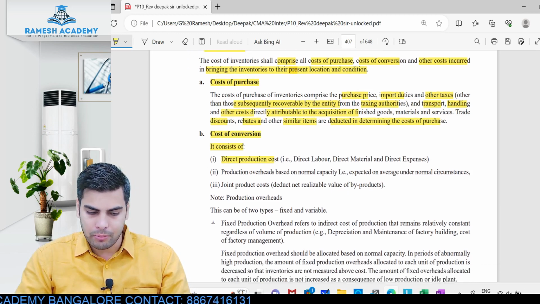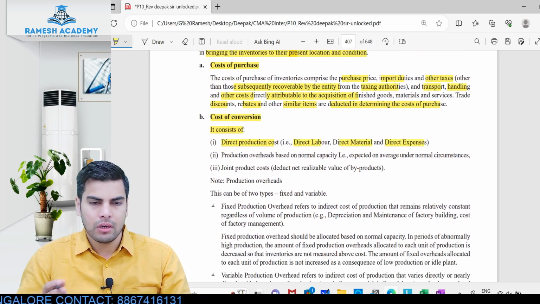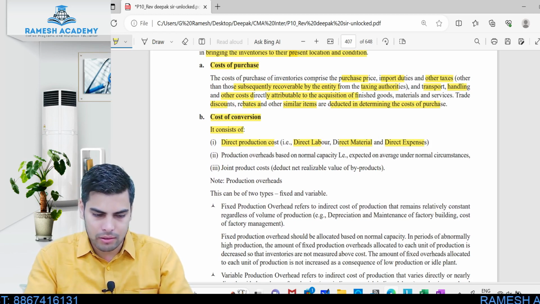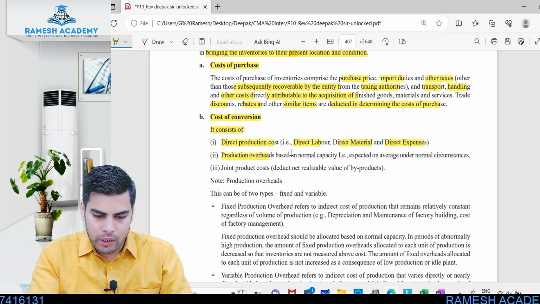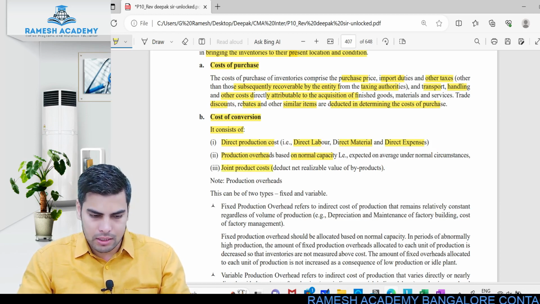Direct production cost, that is direct labor, direct material and direct expenses. All these terminologies you must be familiar with from when you learned cost sheets. Then production overhead based on normal capacity, expected on an average under normal circumstances, and joint product cost. So just remember these three things.